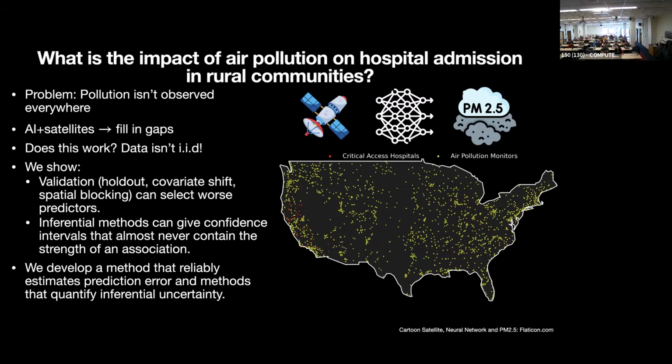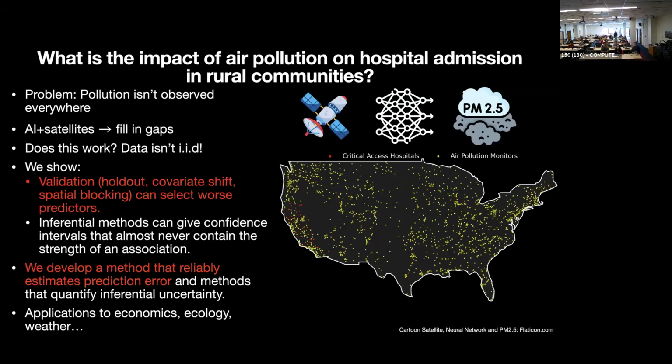So we develop a method that reliably estimates prediction error, and also methods that quantify inferential uncertainty in a setting where we have this non-IID data, and we want to draw inferences at potentially different places in space than where we have observation data available. As I touched on at the beginning, we're going to use air pollution as a running example. Later when I show an experiment, it will be with temperature data, but there are also applications in economics, psychology, or weather. For the remainder of the talk, I'm going to focus on these questions about validation, and then at the end, I'll touch on this inference question of constructing confidence intervals.